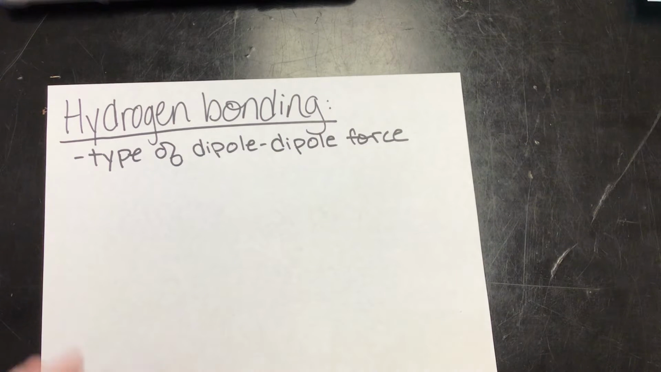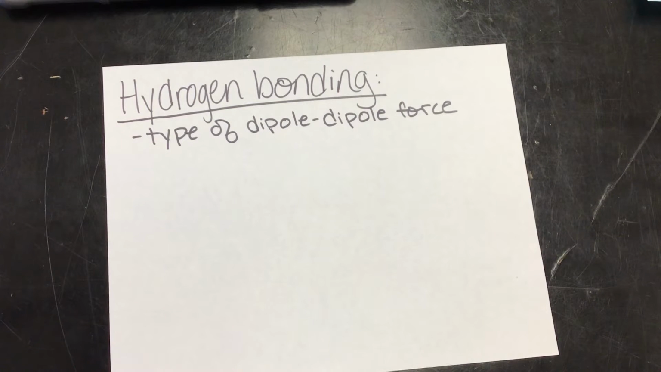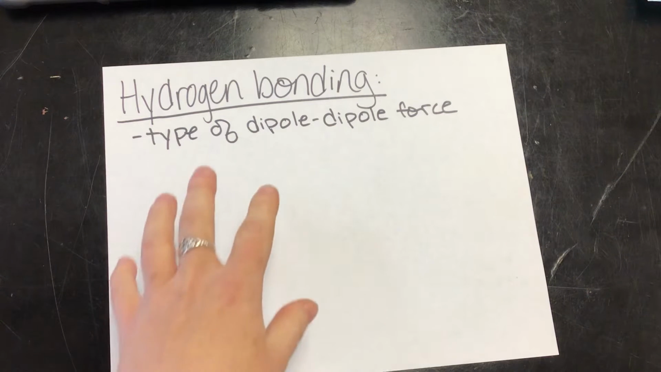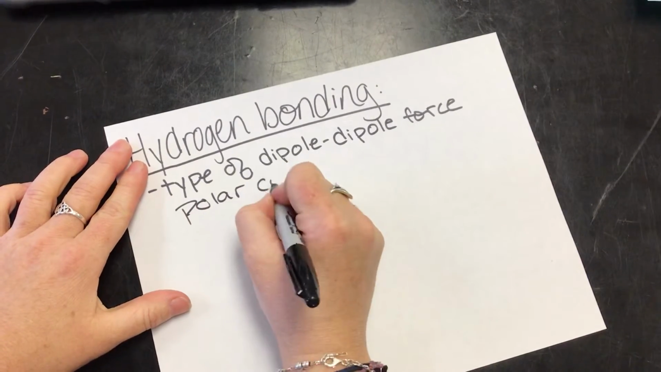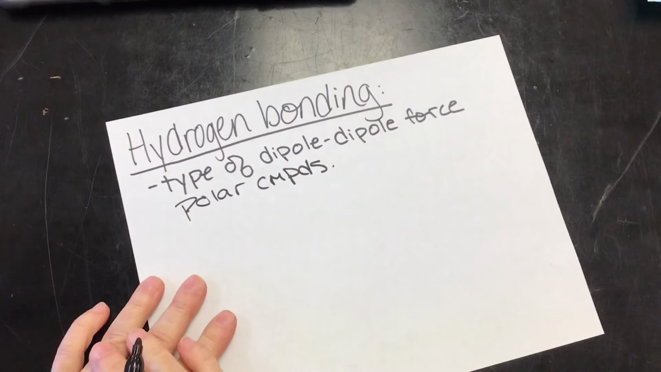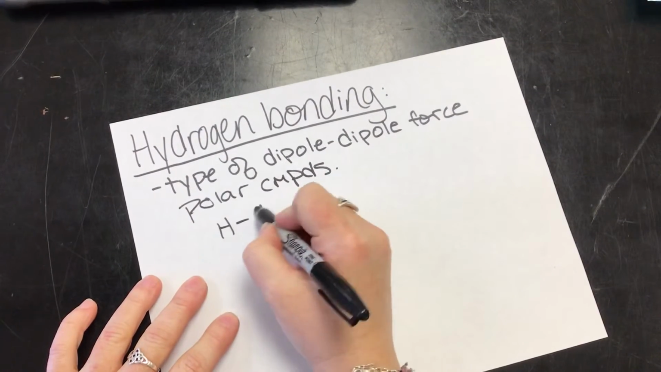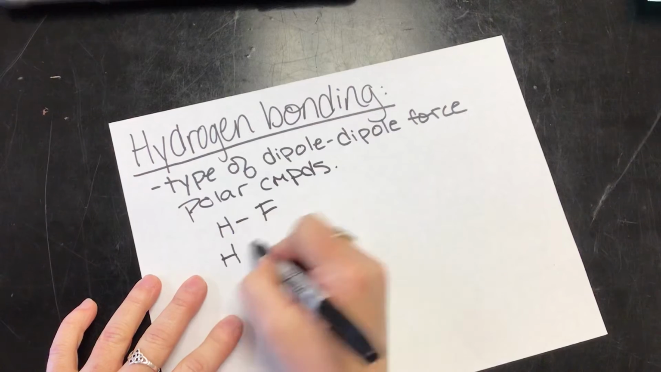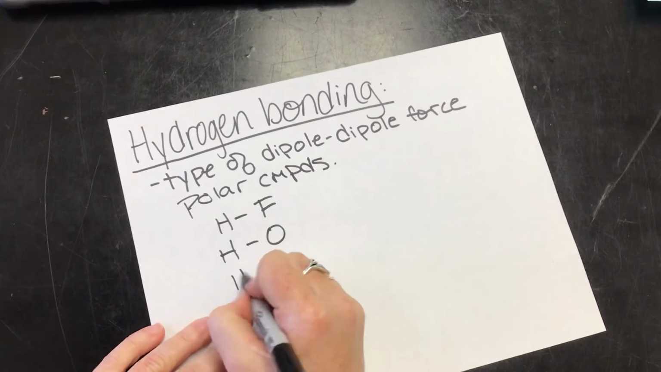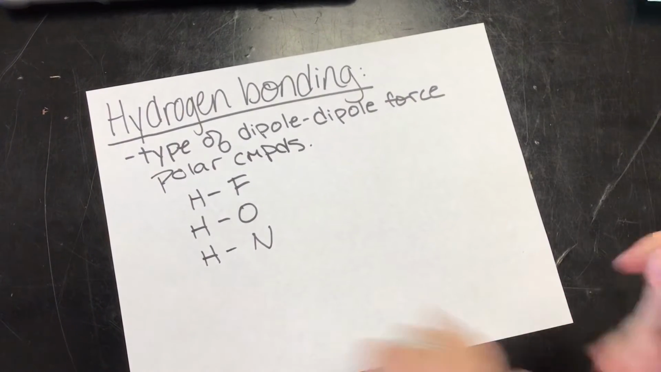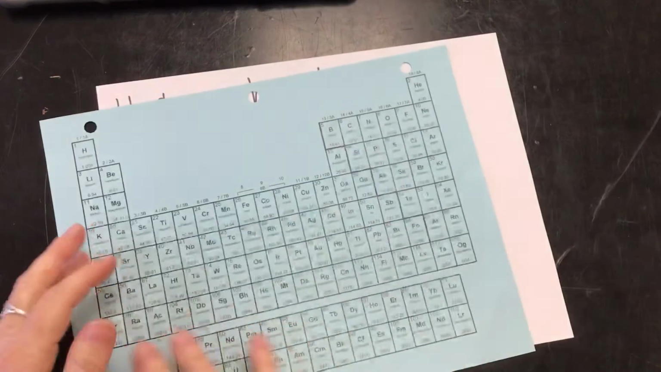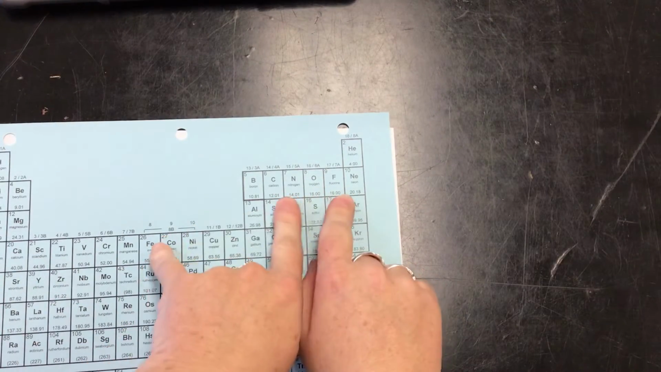Now, hydrogen bonding should sound familiar because you talked about it in biology last year, though you might not know the details of it. So I'm going to talk about that now. Hydrogen bonding occurs between polar compounds where there is a hydrogen that is chemically bonded to a fluorine, to an oxygen, or to a nitrogen. Now, the reason that it has to be chemically bonded to one of those three things is because they're the most electronegative elements on the table.